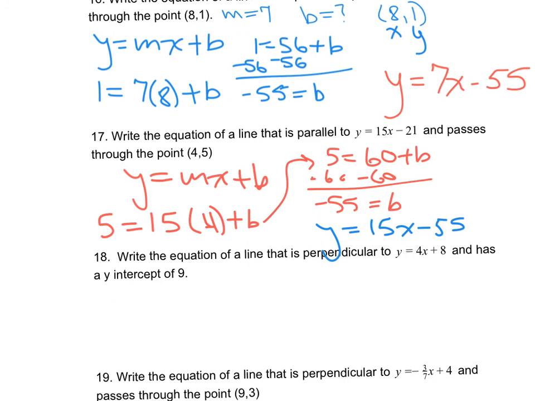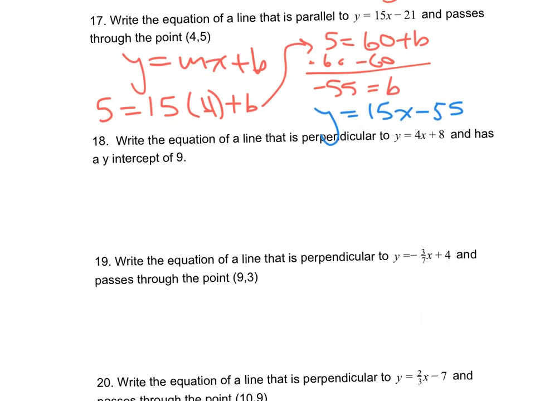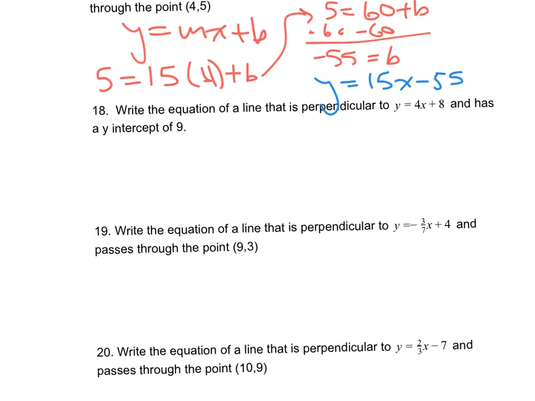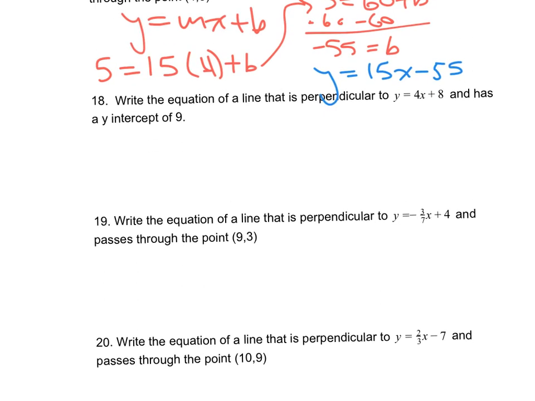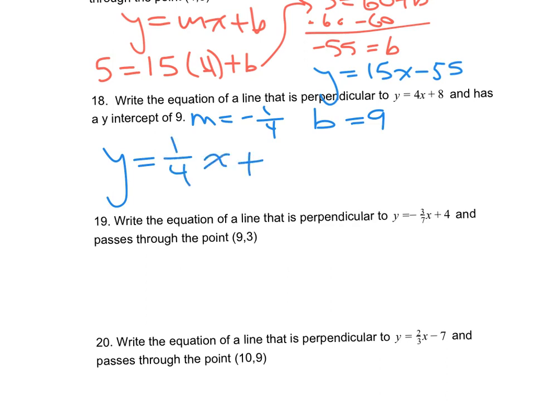Right. So with perpendicular lines, when we're writing the equations, we're going to do the same thing, except first we have to find the opposite reciprocal of the slope. Okay. So if we're looking at number 18 here, y equals 4x plus 8. And we want to make a line perpendicular to that one. What is our slope going to be here? Negative 1 over 4. Right? Okay. Then they tell us that our y-intercept is 9. So we're basically doing the exact same thing. y equals -1 over 4x plus 9. Okay.